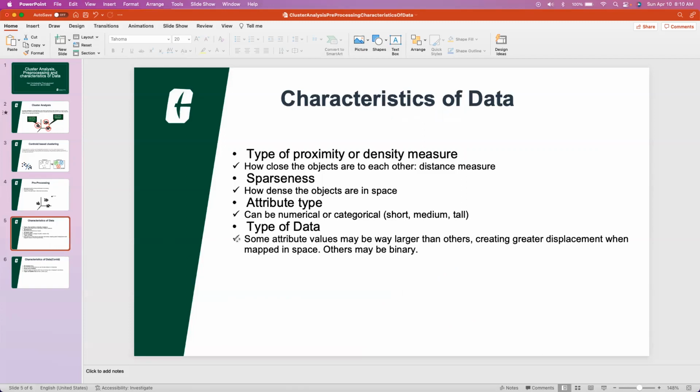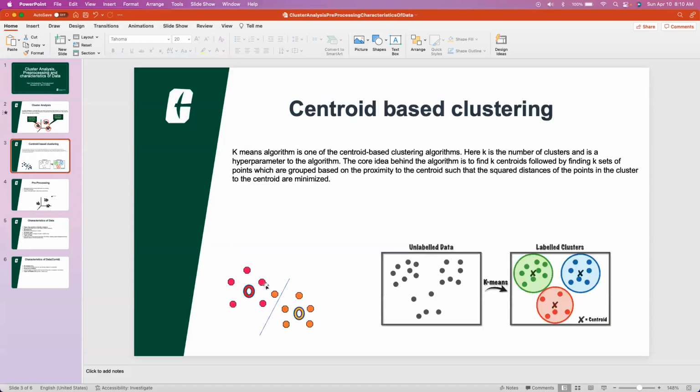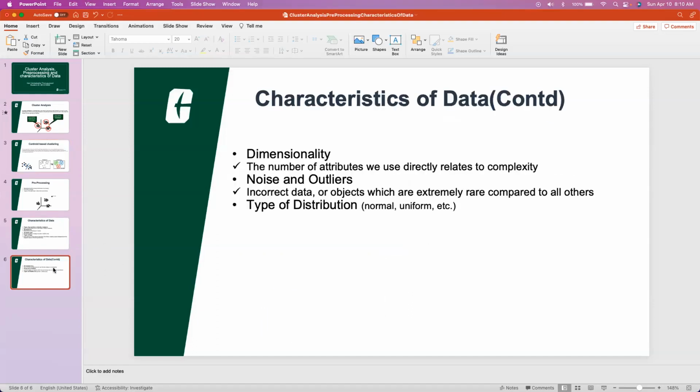The next one is the characteristics of data. It is another factor that we need to consider before processing the algorithm. The first one is the type of the proximity or density measure. The proximity is nothing but the density measure. Here we are considering the distance between the centroid and the data point, which is one of the characteristics of the data.